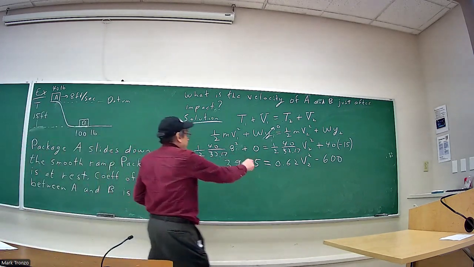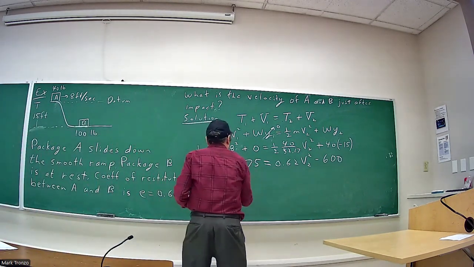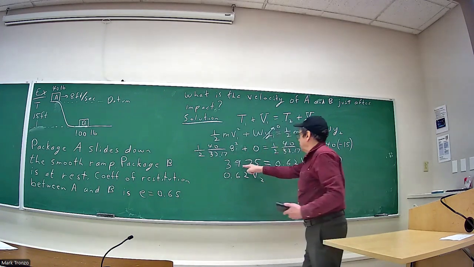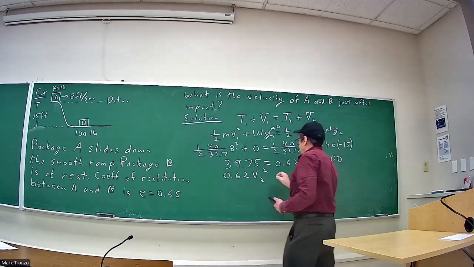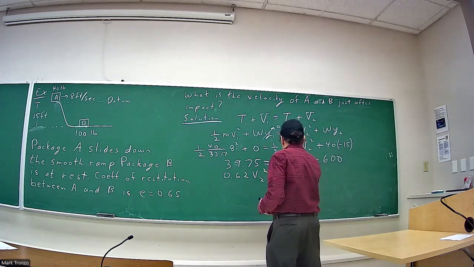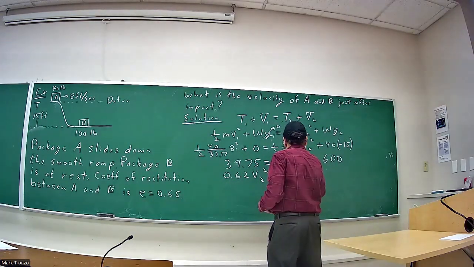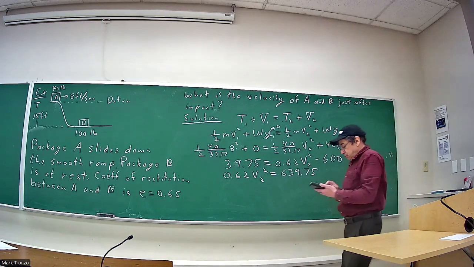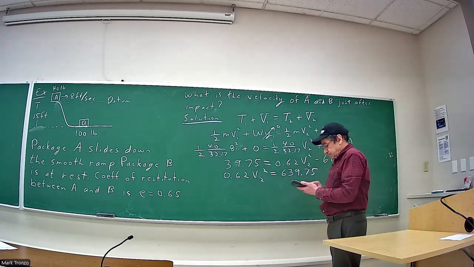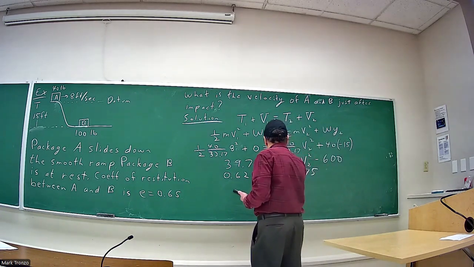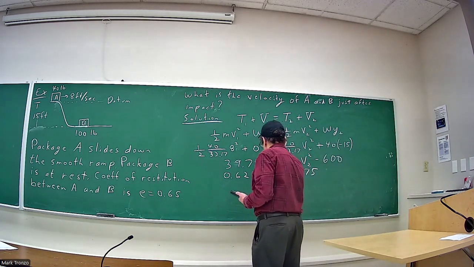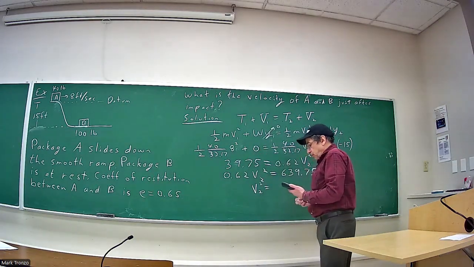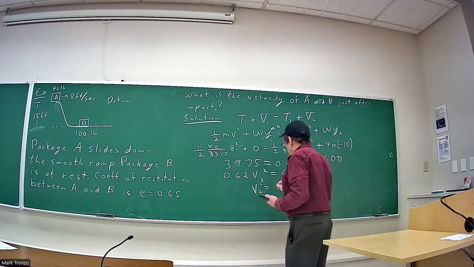And now let's solve for V2. I'm going to rearrange things a little here. You'll bring this over to here and then reverse the equal sign. So this would be 639.75 like this, and divide by 0.62. So the velocity 2 squared is going to be 1031.